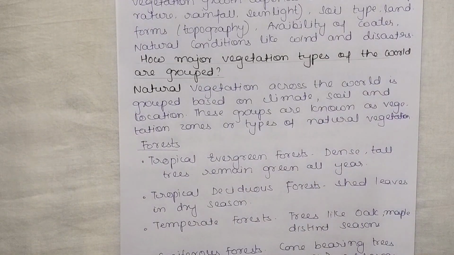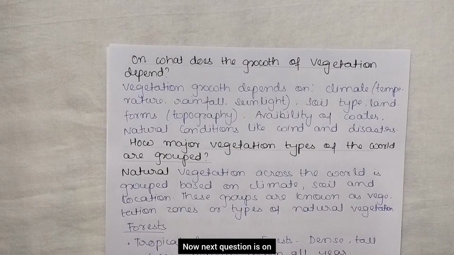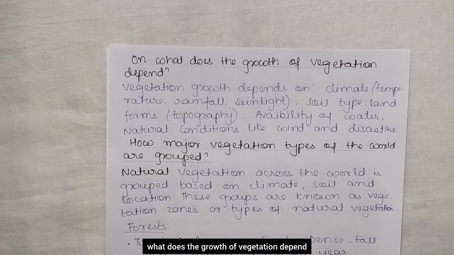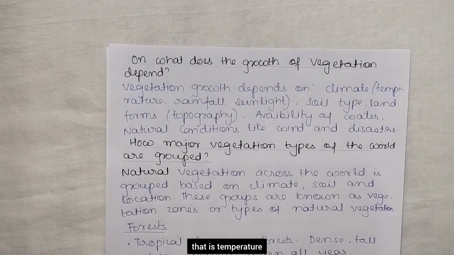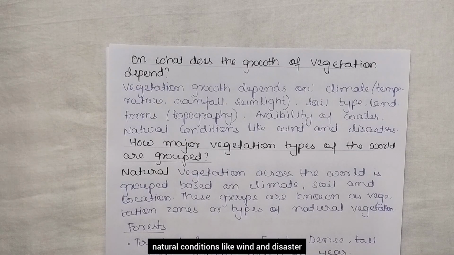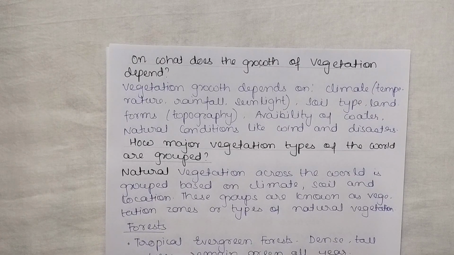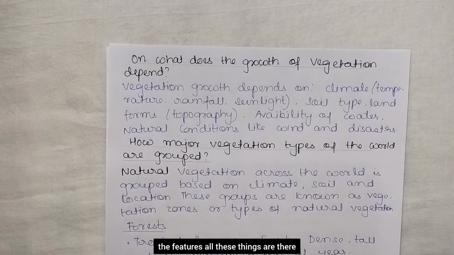Let us proceed. Now the next question is, on what does the growth of vegetation depend? So vegetation growth depends on climate, that is temperature, rainfall and sunlight, soil type, landforms, that is the topography, availability of water, and natural conditions like wind and disaster. So all these matter a lot whenever we are talking about the growth of vegetation, right? All these things are what vegetation depends on.